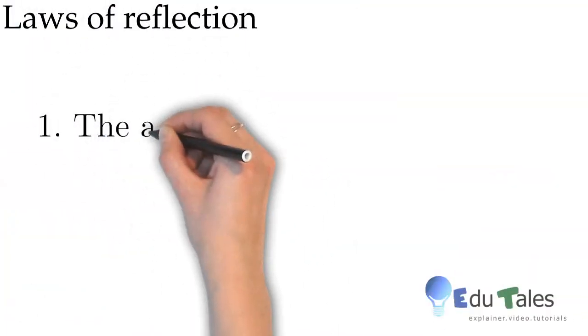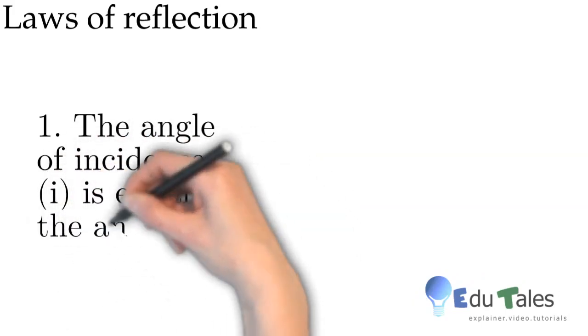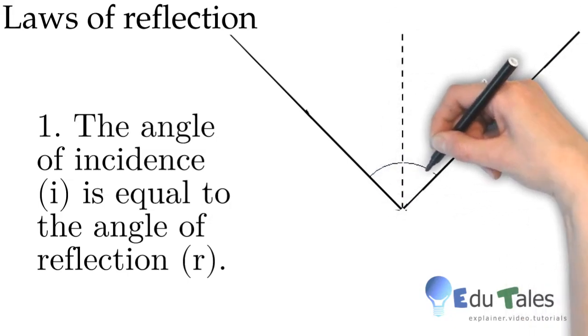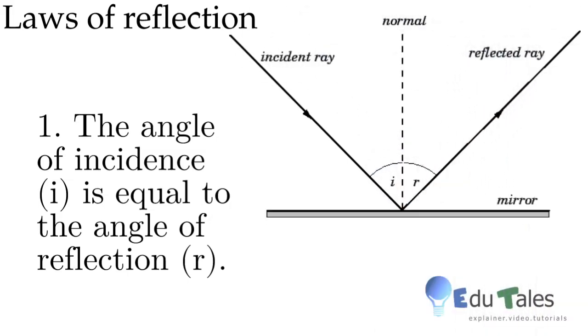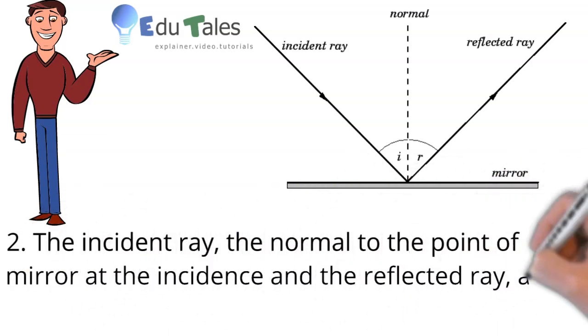There are two laws of reflection. The first one is the angle of incidence is always equal to the angle of reflection. And finally, the incident ray, the normal, and the reflected ray, they all lie in the same plane.